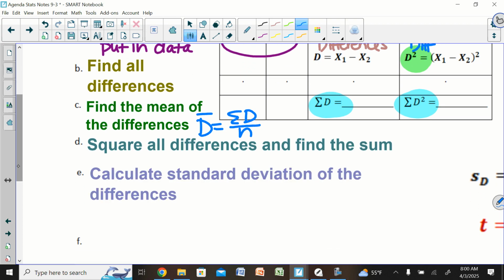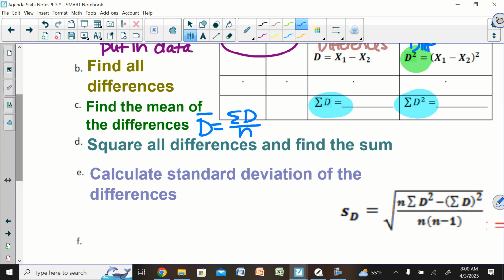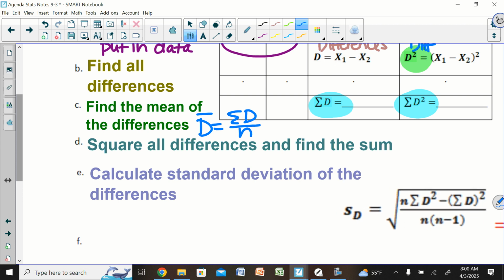Then we're going to calculate the standard deviation of the differences. Once we've got this, we've got everything we need. So remember, our S sub D is our standard deviation. So if you look up above where you've got it on your paper or write it down, it's going to be the square root, because it's standard deviation, not variance, of our number of pairs times the sum of our D squared, minus the sum of our D's squared, all over n times n minus 1.